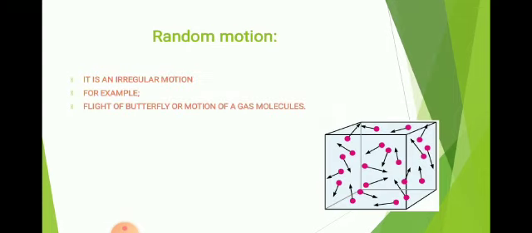The third one is random motion. So it is an irregular motion, or you can say the zigzag motion of the particles. For example, the flight of a butterfly or the motion of gas molecules, as you see on your screen.